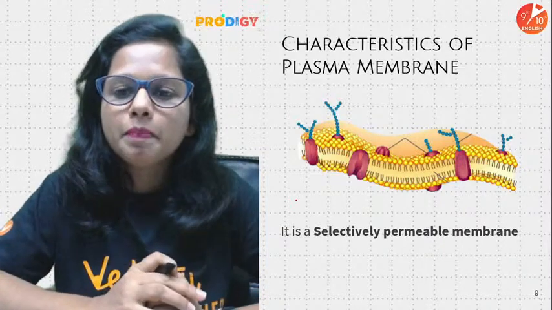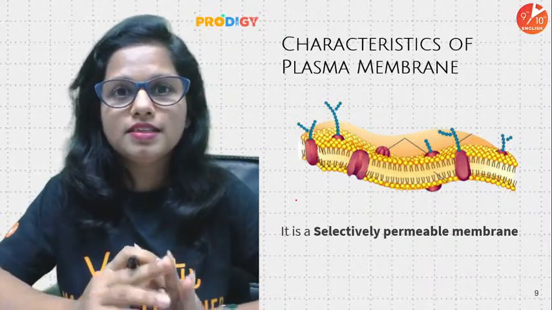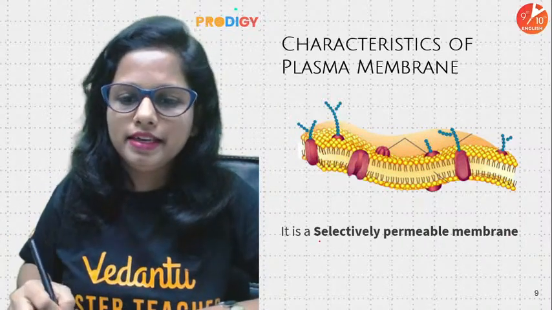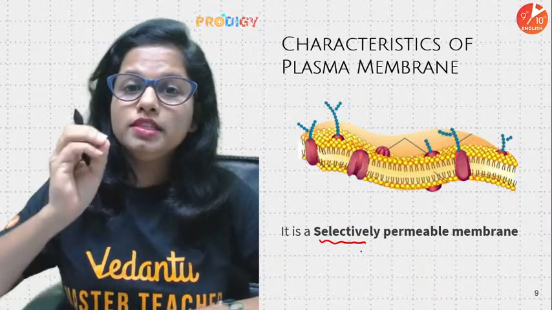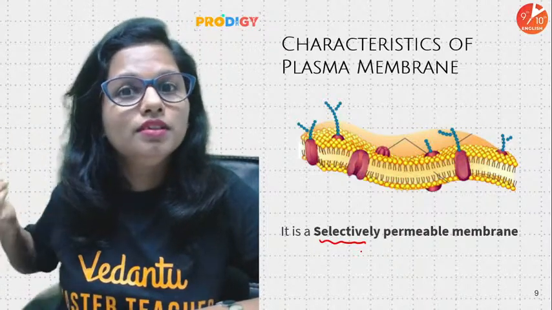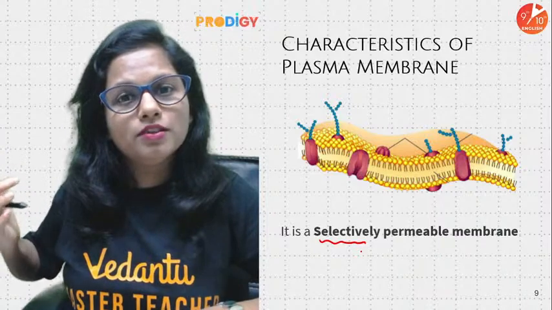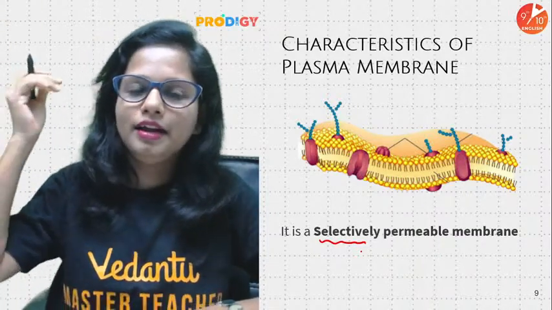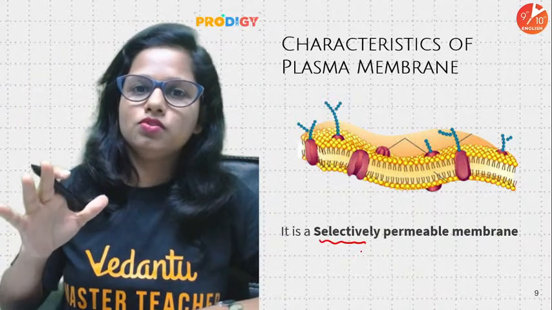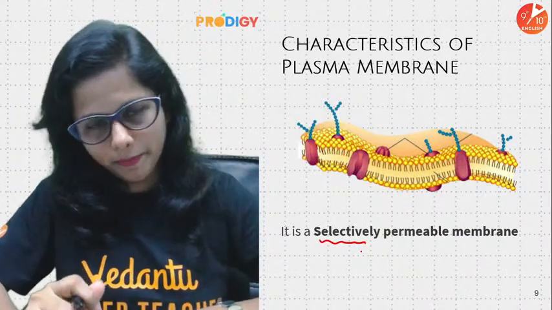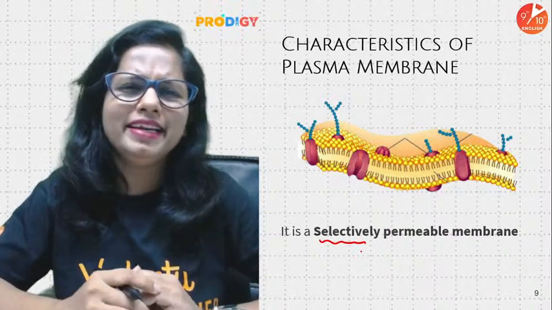Now people, the plasma membrane is a selectively permeable membrane. When I say selectively, it will select which substances to allow to enter the cell, which substances to allow to exit the cell, and which substances will have both entry and exit restricted. Let's take an example.